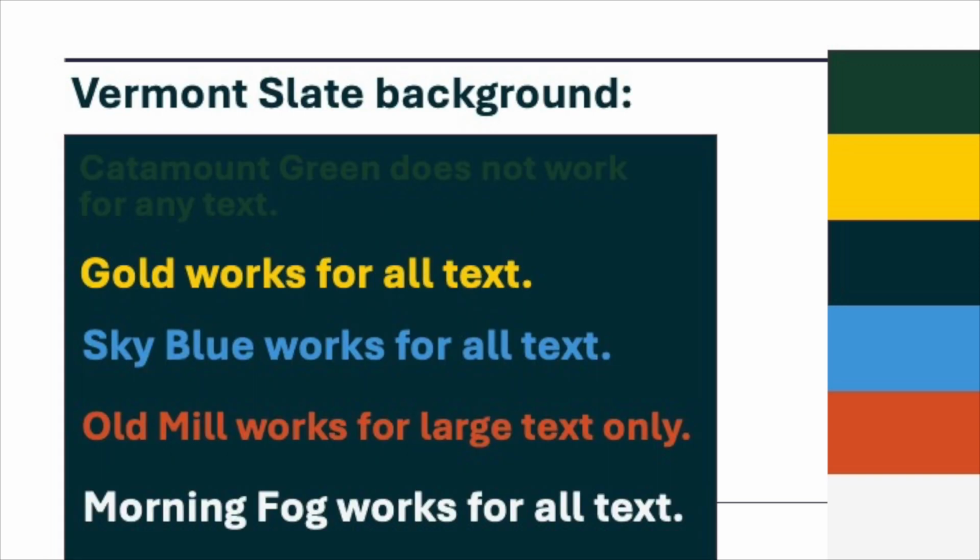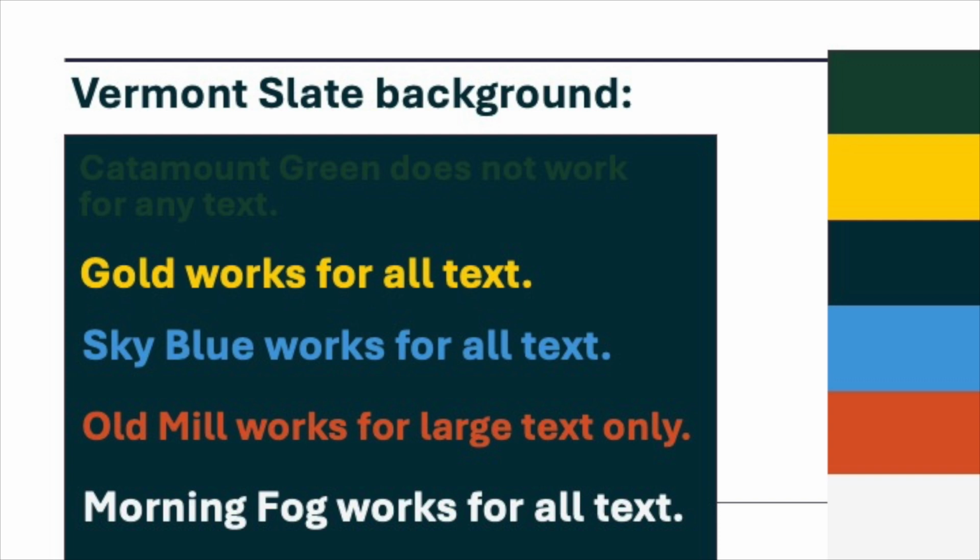If it's a Vermont slate background, the deep blue, you cannot use catamount green for text on a dark blue background. Dark green on a dark blue background, very hard to see. But morning fog, the light gray, or the gold, that works for any size text. On a Vermont slate background, sky blue actually works for all text. It has enough contrast that it's going to give you robust contrast against the Vermont slate background. Old Mill will work for large text only, not for regular text, and Morning Fog works for all text.